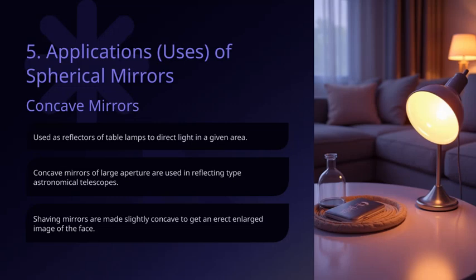Shaving mirrors are typically made slightly concave, which allows us to see an erect and enlarged image of our face. This makes it easier to shave accurately and comfortably. Concave mirrors with large apertures are also used in reflecting-type astronomical telescopes. Their ability to gather and focus light makes them ideal for observing distant celestial objects. Additionally, concave mirrors are common as reflectors in table lamps, helping to direct light precisely where it's needed.